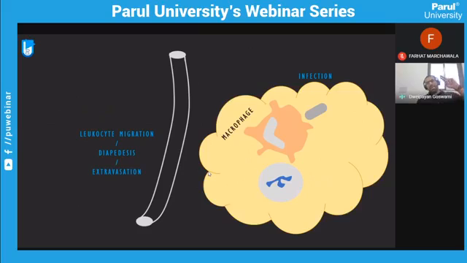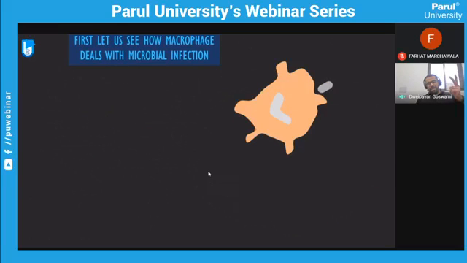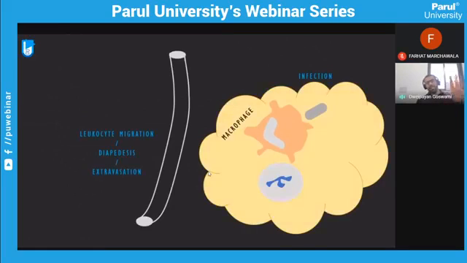Now there are two different stories. Let me just go back. Macrophage and neutrophil, there are two different stories. First we will understand how the macrophage is going to deal with the infection, and then we will understand how the neutrophil is going to deal with the infection. We are trying to understand one after the other, but in reality both the processes are occurring simultaneously.